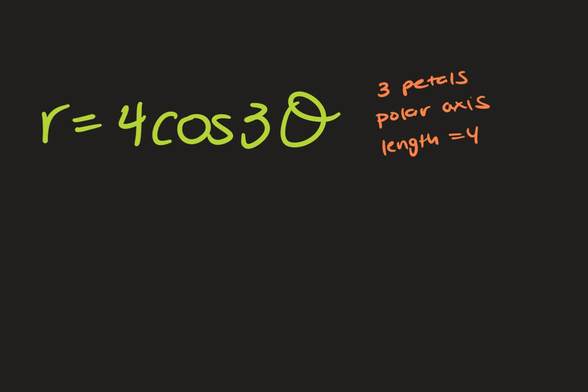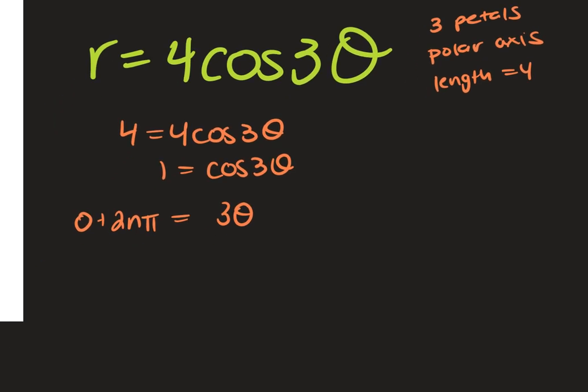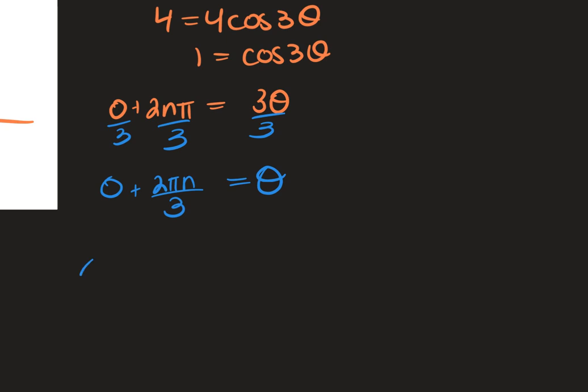So the first thing I do is plug 4 in. So 4 equals 4 cosine 3 theta. Cosine of 3 theta equals 1. Where's cosine 1? 0. So it would be 3 theta equals 0 plus 2n pi if I want to use the multiple angle trick. You add on the interval. Then I would divide everything by 3. So my theta happens at 0 plus 2n pi over 3, which means it happens at 0.